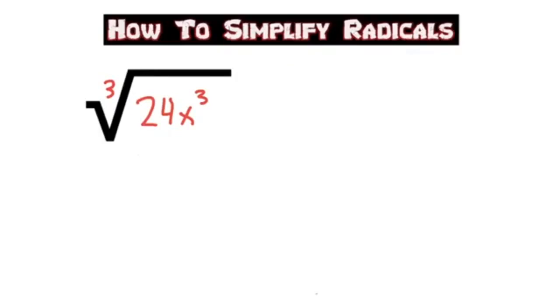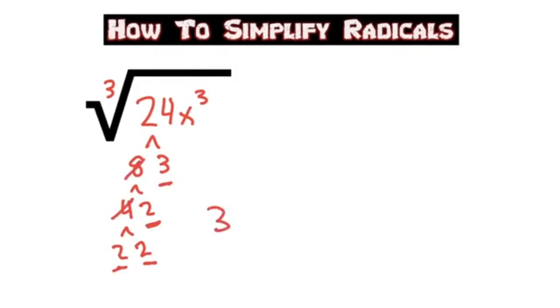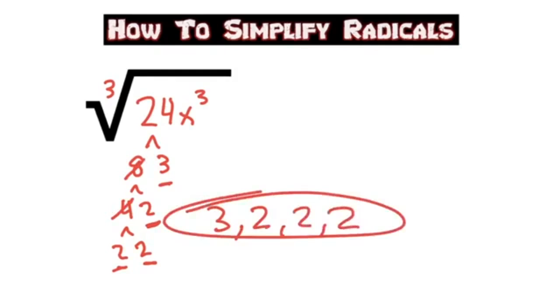To simplify the cube root of 24x to the 3rd power, we'd continue on with our factor tree as normal. So 24 breaks down to 8 and 3, which breaks down to 4 and 2, which breaks down to 2 and 2. And from the leftover numbers, we have a 3, a 2, a 2, and a 2. And we can cross out 8 and 4. So let me just write that down: 3, a 2, a 2, and a 2. So these are the numbers we have left over.